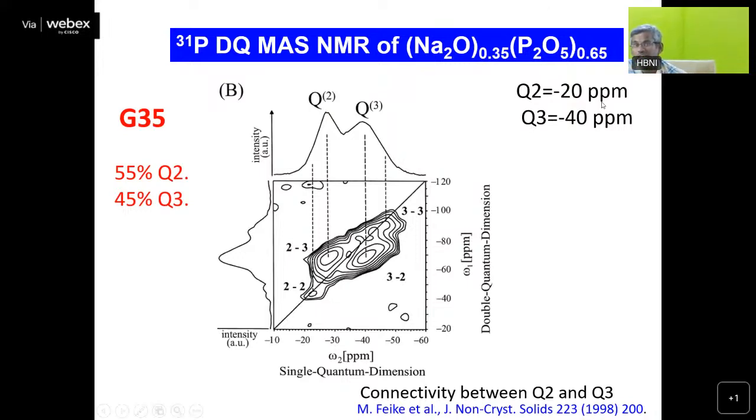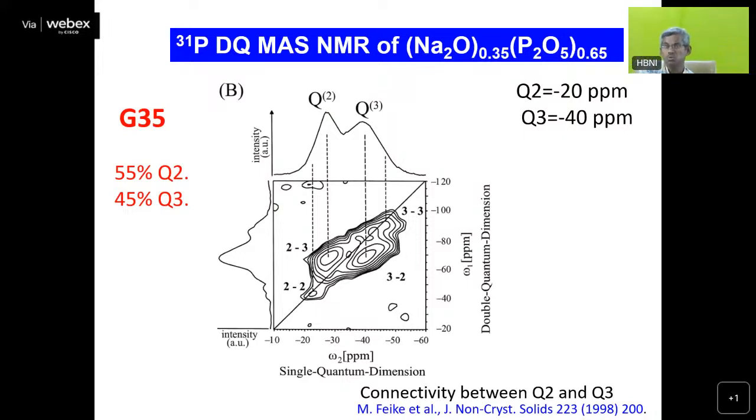So what is happening here? Q2 and Q3 are coming at different values. Q2 is coming at minus 20 ppm, as it did there also. The same Q2 structural unit is present here too. But in addition, we have another peak around minus 40 ppm. You see here minus 40 ppm, this is nothing but the Q3 structural unit. And from 1D NMR, you can fit and find out how much Q2 and how much Q3 is there. What is Q3?